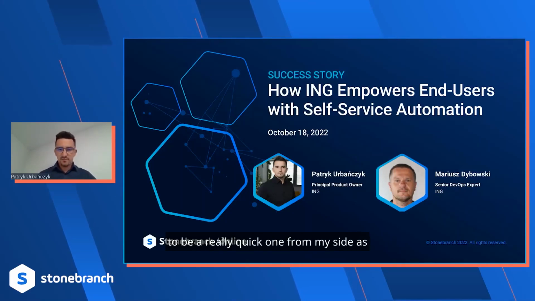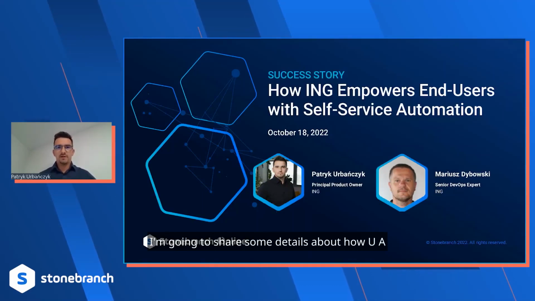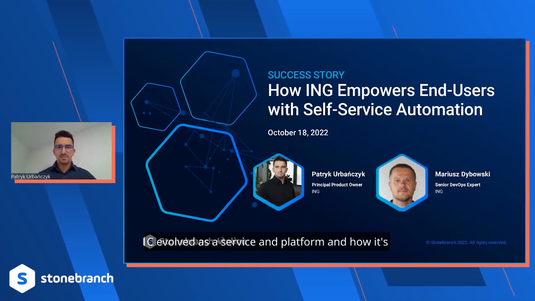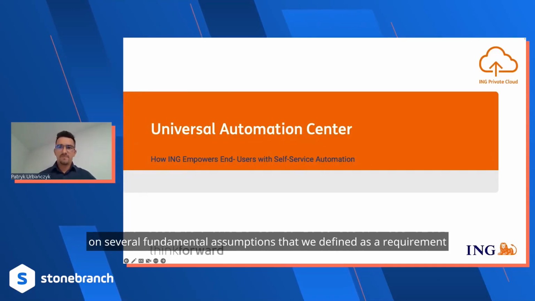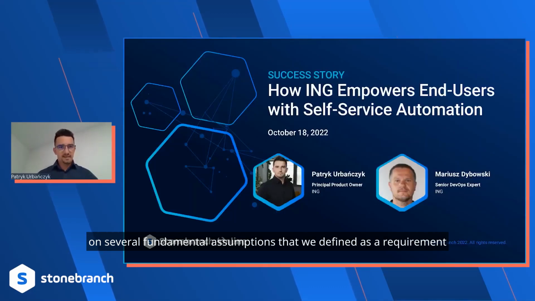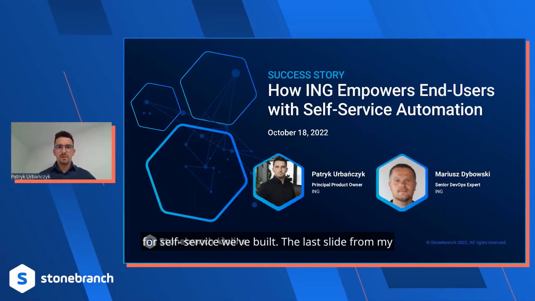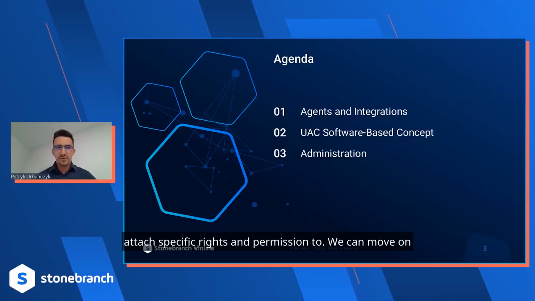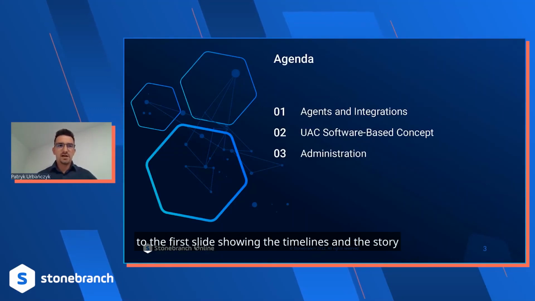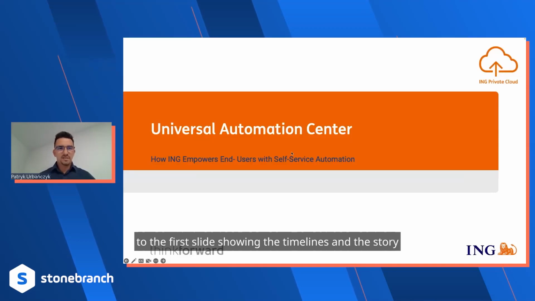So the first part is going to be a really quick one from my side, as I'm going to share some details about how UAC evolved as a service and platform and how it's reflected on a timeline. Next, I will shed some light on several fundamental assumptions that we defined as the requirements for the self-service we've built. And the last slide from my side will refer to the team product structure we board and attach specific rights and permissions to. So we can move on to the first slide showing the timelines.